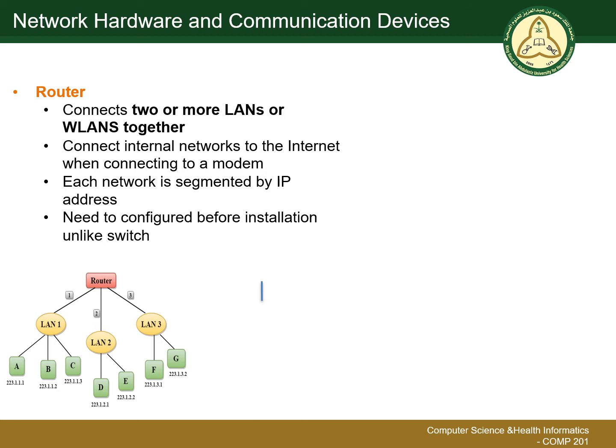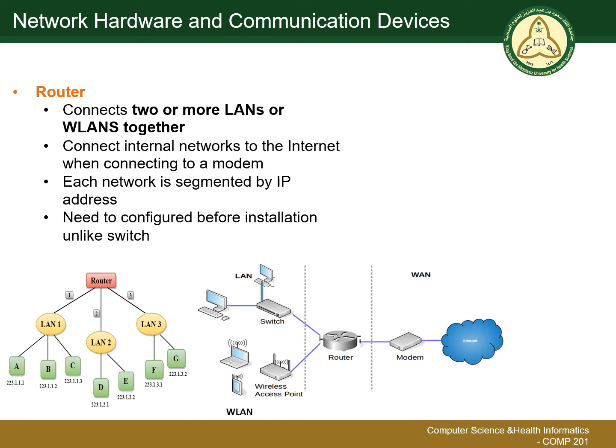So the router connects 2 or more local area networks or wireless local area networks together. It connects our local area network, our internal networks, to the internet when connecting to a modem. Each network is segmented by IP address. The router needs to be configured before installation, unlike a switch. As you see, this is the router, and we have different local area networks connected together via the router. If we connect this to a modem, that means we can connect to the outside world. What is the purpose of the modem here?